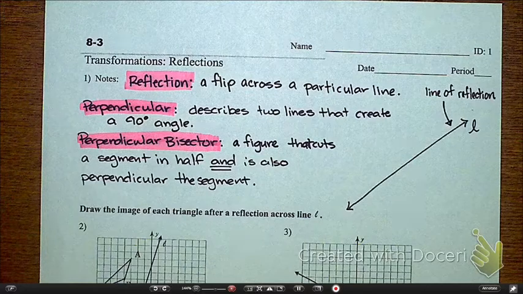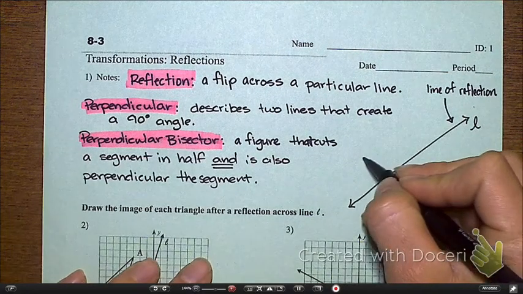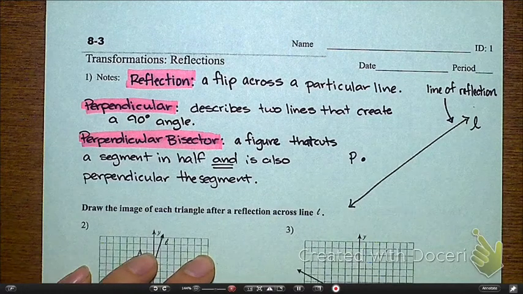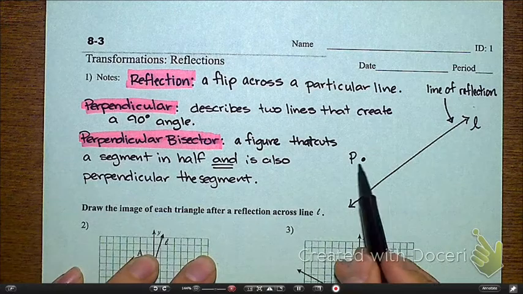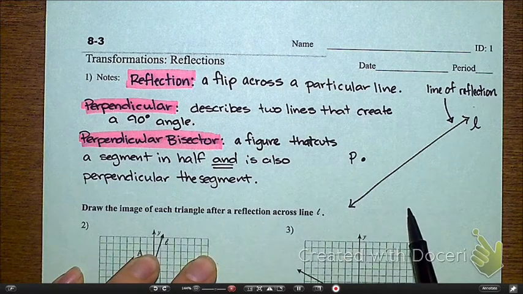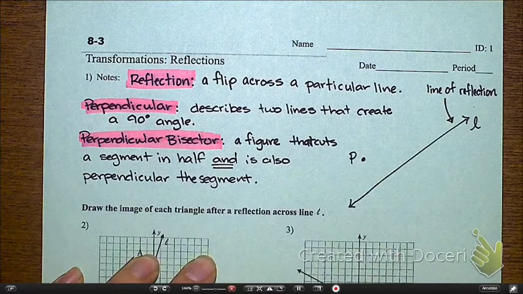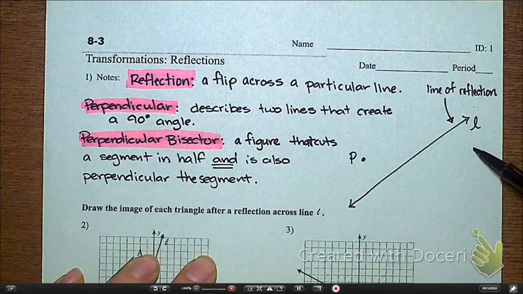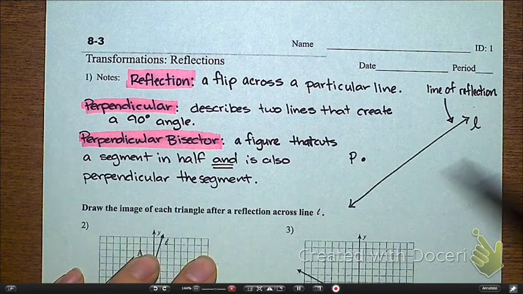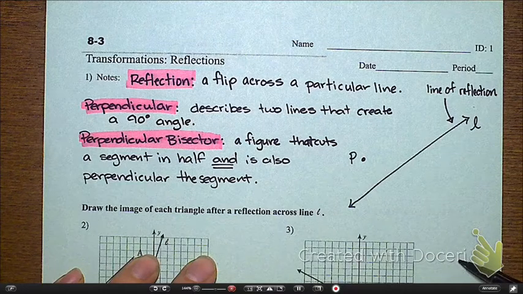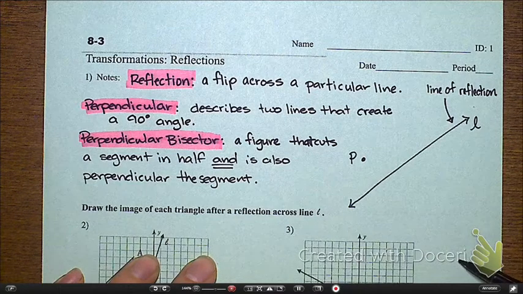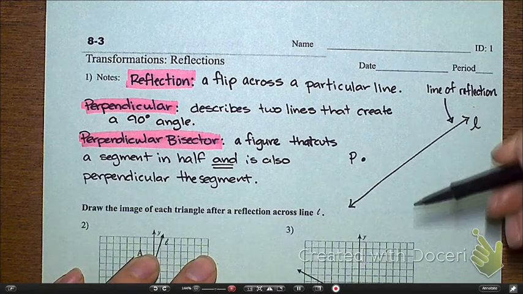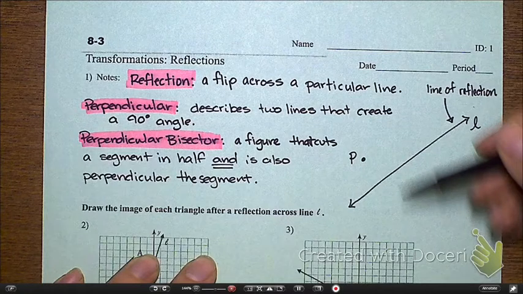So here's my point. I'll put it here, point P. Now if I'm going to flip P over line L, where is it going to end up? If I reflect it over line L, is it going to end up over here? Or way down here? Or way over here? No. It's going to end up the same distance, and it's going to go across and form a 90-degree angle when it goes across.